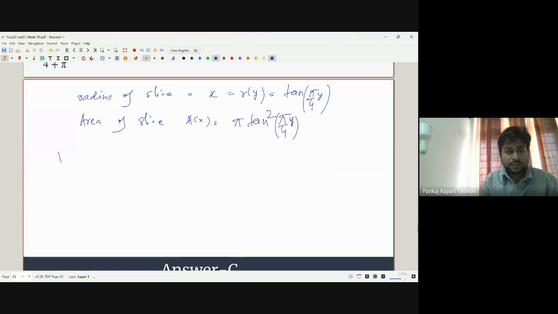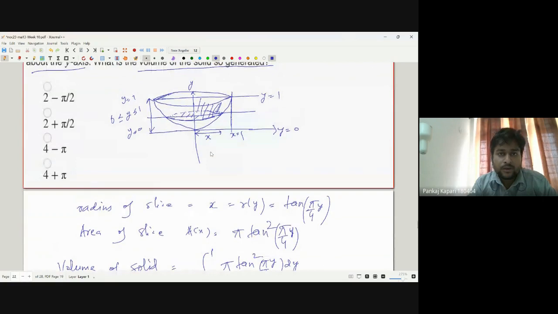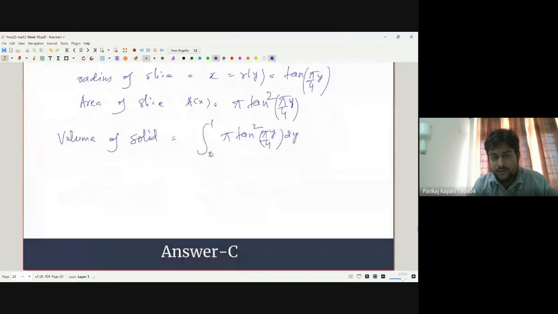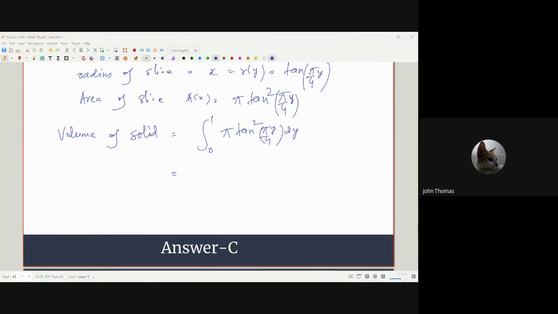Okay. So what is the volume? Integrate the area of the slice from 0 to 1. So what is the integral of tan square? You can take. What is? No, no, no. Sorry, sorry.